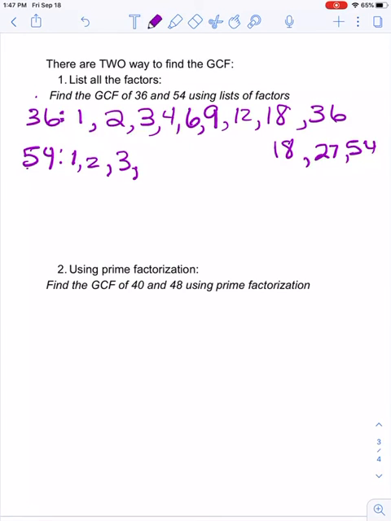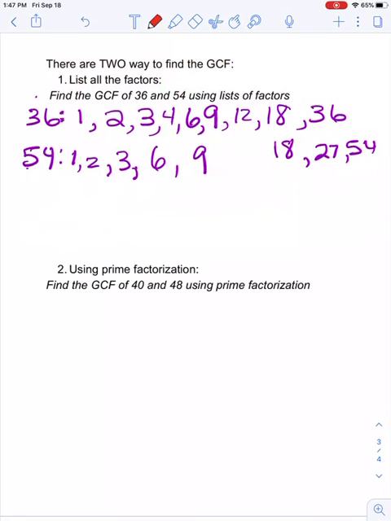If you already know your multiplication, you don't have to go through these quite as slowly as I am. If you can write down what the factors of 54 are, that might be all you need to do. I also know that 6 times 9 is 54. So those are my factors of 54.